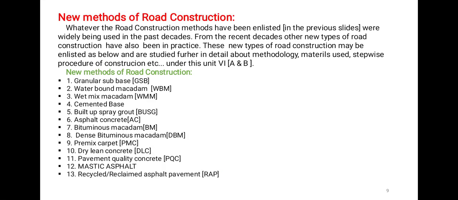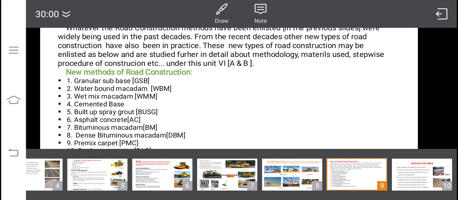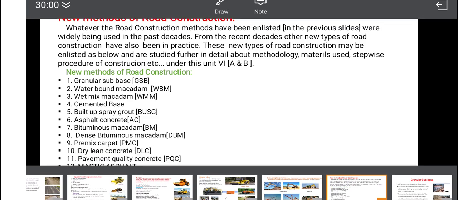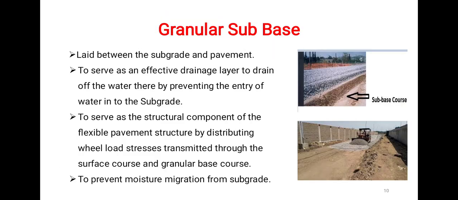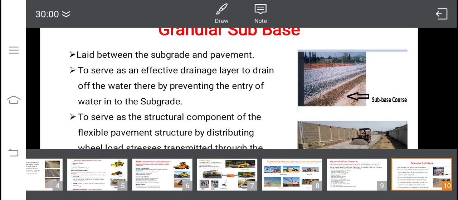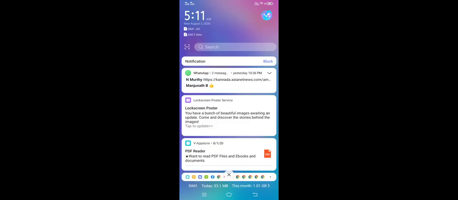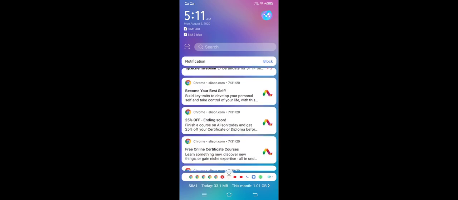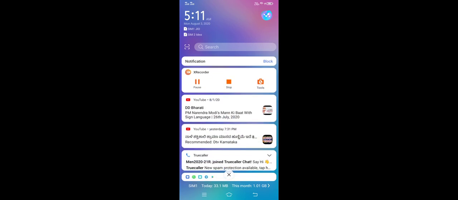Go through all these figures, photographs of various types of earth moving equipment, excavating equipment, etc. And do please remember all these different methods of road construction, whatever we have studied during this class, and then we can learn more and more in the future classes to come.